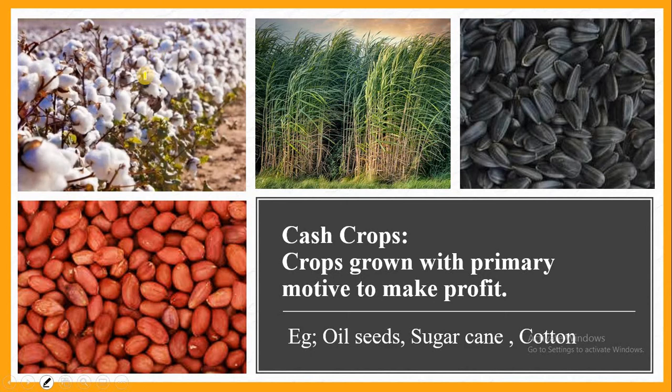What about cash crops? See, commercial crops, I told you, the farmers grow these only to sell to industries, not for their own consumption. Groundnut in India is consumed, but usually the world over they extract groundnut oil out of groundnuts. So this is an oil seed. You have sunflower here, you have groundnut here, and there is cotton and sugarcane. So they are all called cash crops. They are grown to make huge profits. So oil seed, sugarcane, cotton, etc.